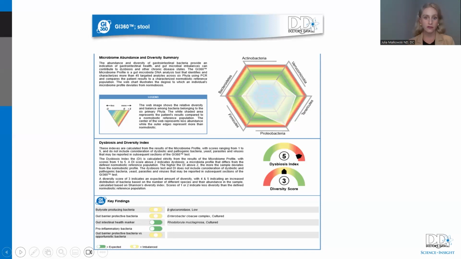So the first piece of information we have are the butyrate producers. These are the bacteria in the colon that result in butyrate production, whether they are expected or imbalanced. So if they're imbalanced, they're too low. That's what this patient has here. And you want to support the butyrate producers with soluble fiber. The fiber feeding approach is the best evidence to support the butyrate producers. And then we have other functional guilds for specific bacteria in that first column.